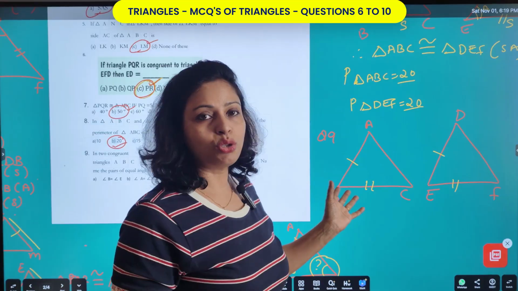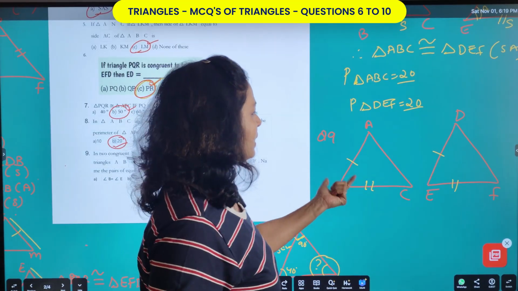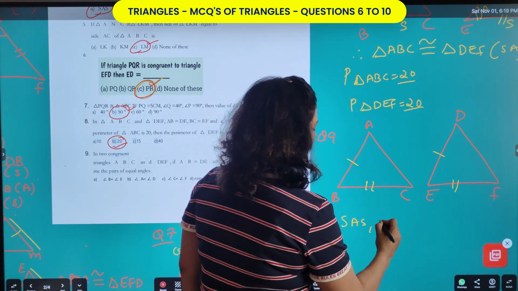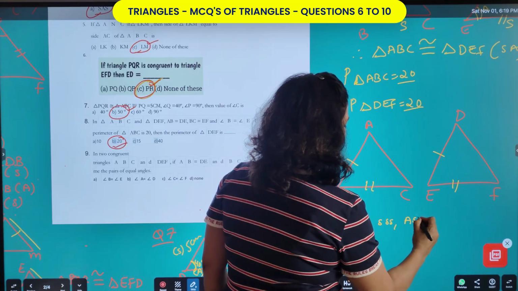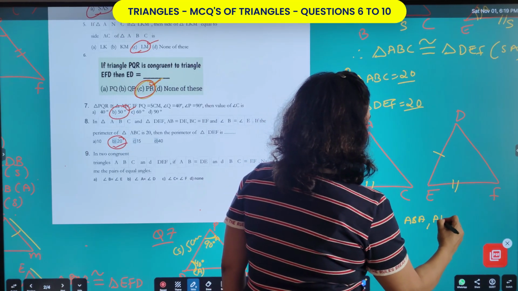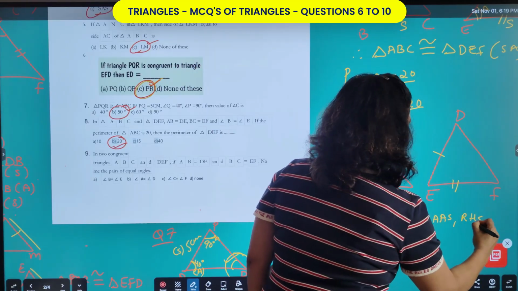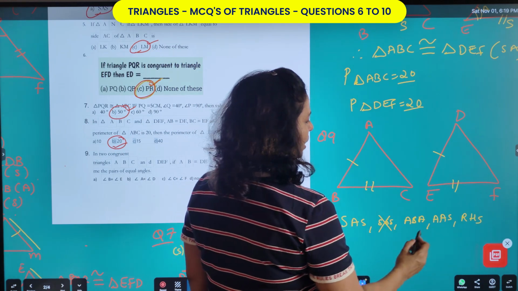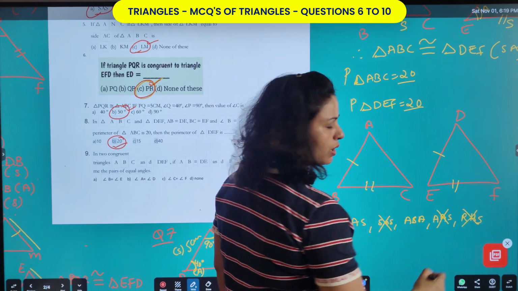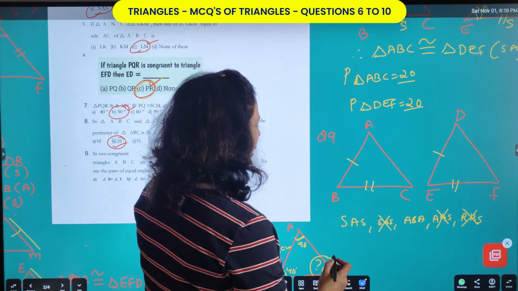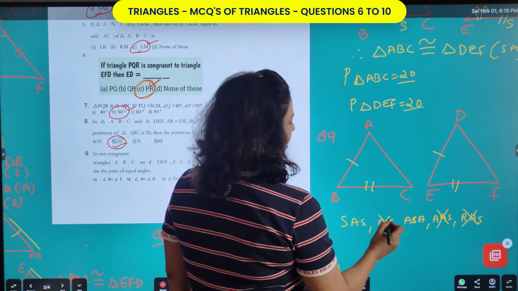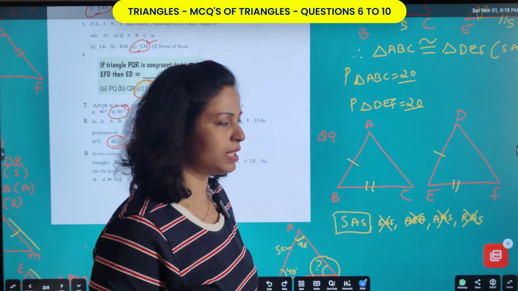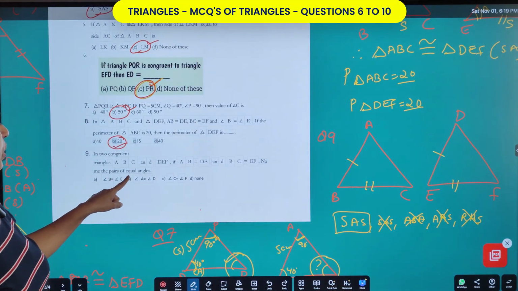So this is also a very good question. What pair of equal angles can we apply? Now what are the congruence rules we know? We know SAS, we know SSS, we know ASA, we know AAS and RHS. Now here two sides are given equal, so obviously SSS will not apply. RHS will not apply because there is no right angle triangle. Two angles are given equal, so ASA and AAS will not apply either. So what is left with us? SAS.